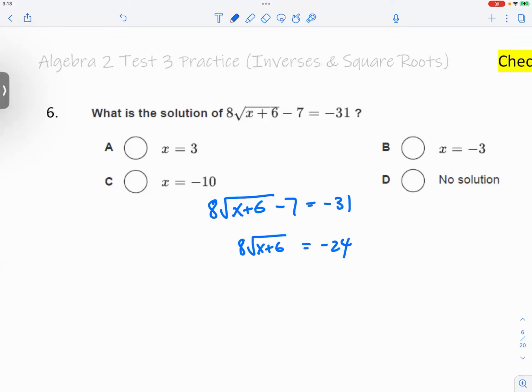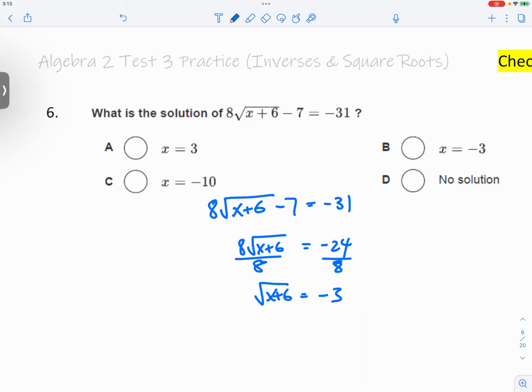Okay, now can I square both sides right now? I could, but I don't want to because it's just too much work. I don't know what the square of 24 is. So I would rather just go ahead and divide it by 8 for now, which gives us negative 3 on the right, and then square root of x plus 6 right here.